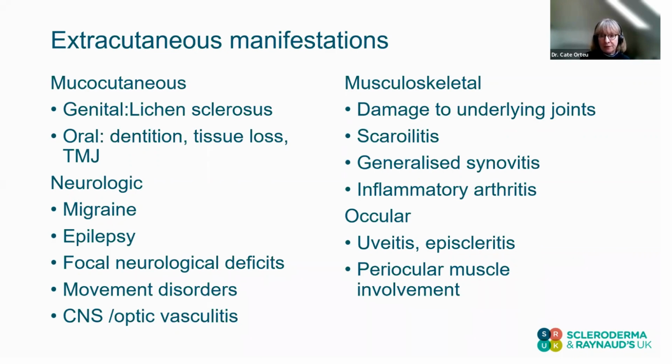Musculoskeletal changes again. I've mentioned that we can get this inflammatory arthritis, which is not necessarily involving joints at the sites of your morphoea. Generalized synovitis, so an inflammation of the synovium, which can be widespread. That should read sacroiliitis rather than scaroiliitis. So inflammation around the sacroiliac joints around the lower back. And then there is also the problem of potential damage to underlying joints.